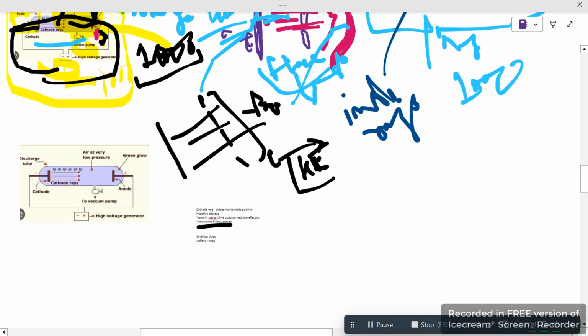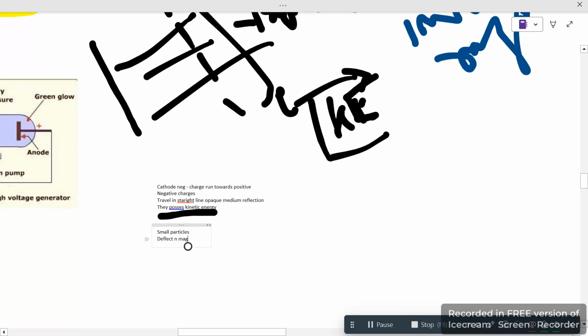So we are done with a few important points. Cathode rays are negative because they run toward the positive. They have a negative charge. They travel in a straight line because of the opaque medium they have, meaning there is no reflection, so the rays move in a straight line. That's why there is no diffraction, as they are very small particles. They get deflected in a magnetic field and produce fluorescence.